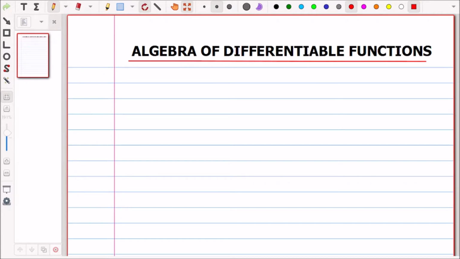So last time we introduced differentiable functions, right? Yes, sir. So today we will learn about algebra of differentiable functions. Means we will learn that the sum of two differentiable functions will be differentiable. Then the product of two differentiable functions will be differentiable. The quotient of two differentiable functions where the denominator is non-zero is differentiable. So all those things we will learn today.